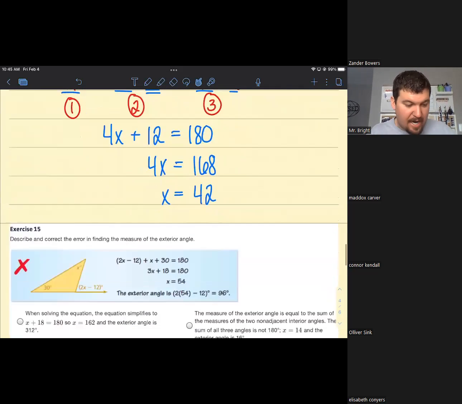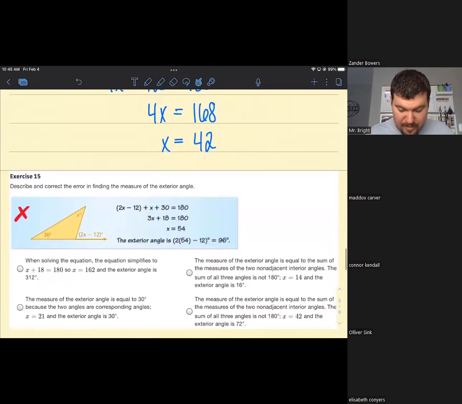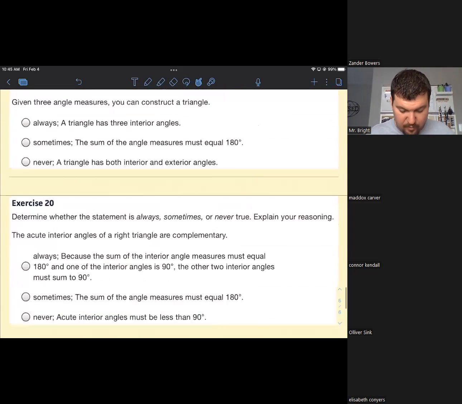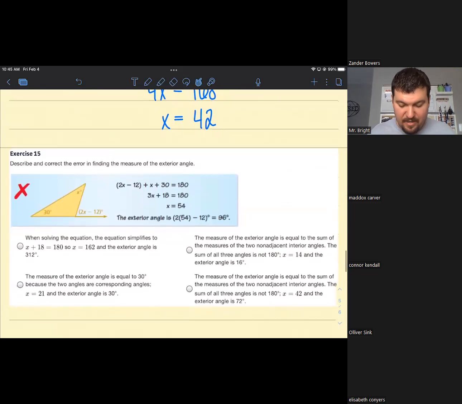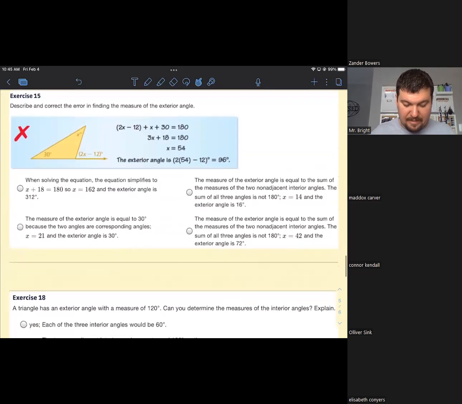Okay, so now I know that our time is getting close to being done, but I've got a few homework problems I thought I would do with you guys. And I know they're multiple choice, but I always like it when I understand the multiple choice instead of just guessing and checking. So number 15 says, describe and correct the error in finding the measure of the exterior angle.